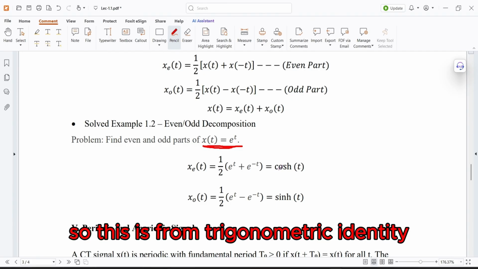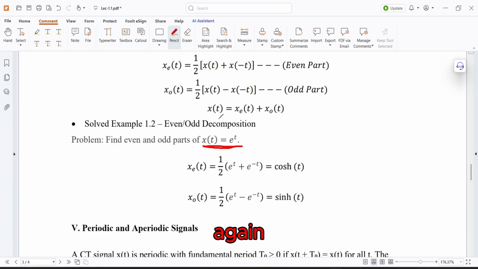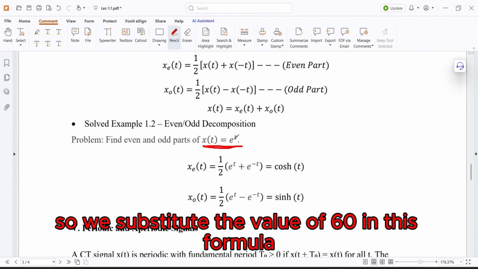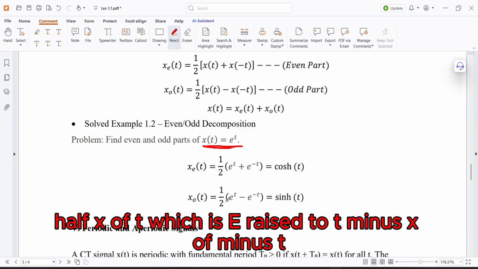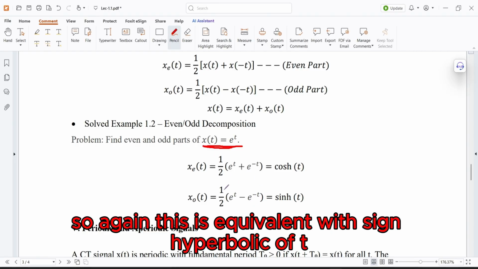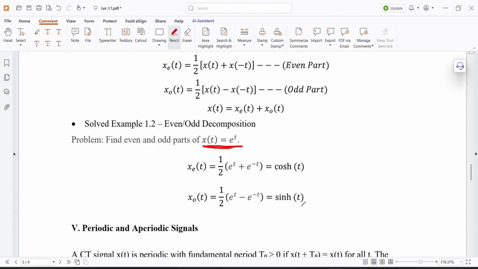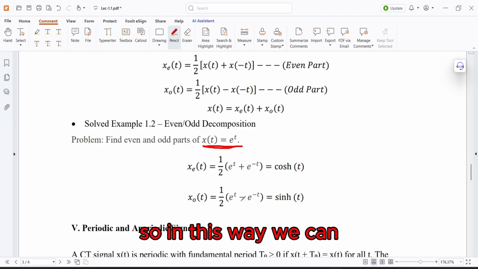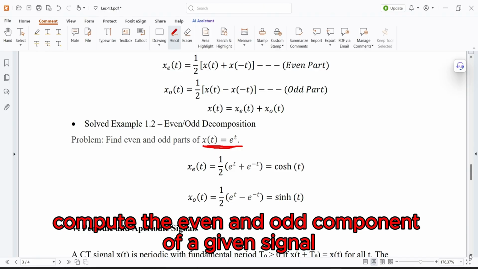So this is from a trigonometric identity. Again, its odd component can be computed by using this formula. So we substitute the value of x(t) in this formula: half of x(t), which is e raised to t, minus x(-t), which is e raised to minus t. Again, this is equivalent to sinh(t), the hyperbolic sine of t. So in this way, we can compute the even and odd components of a given signal.